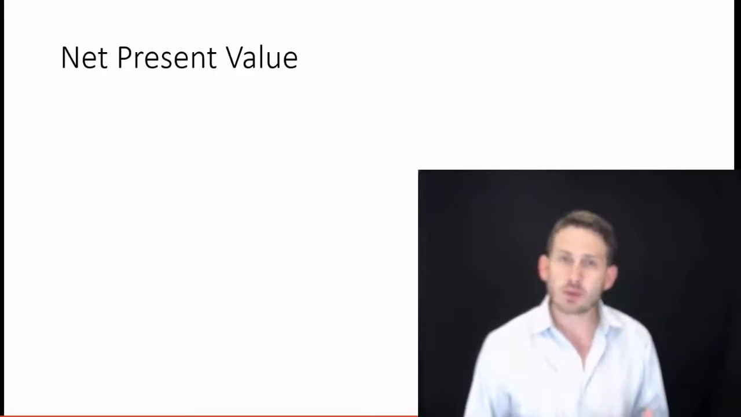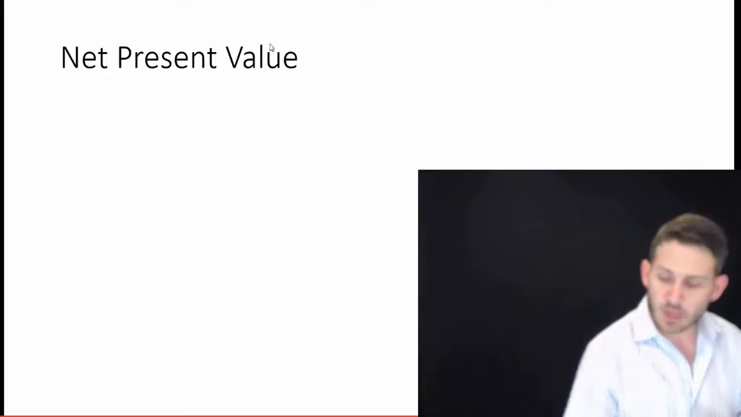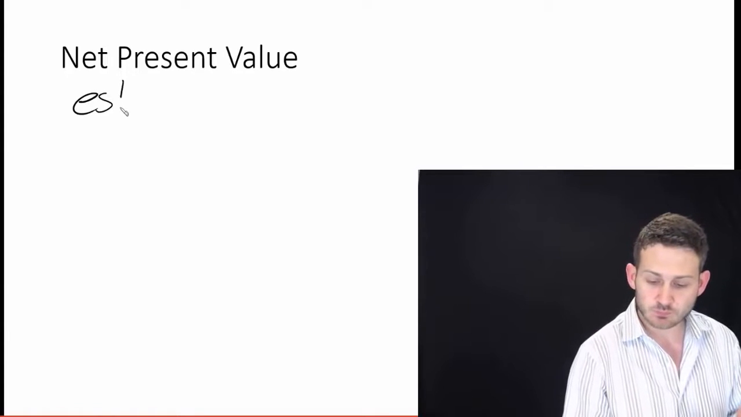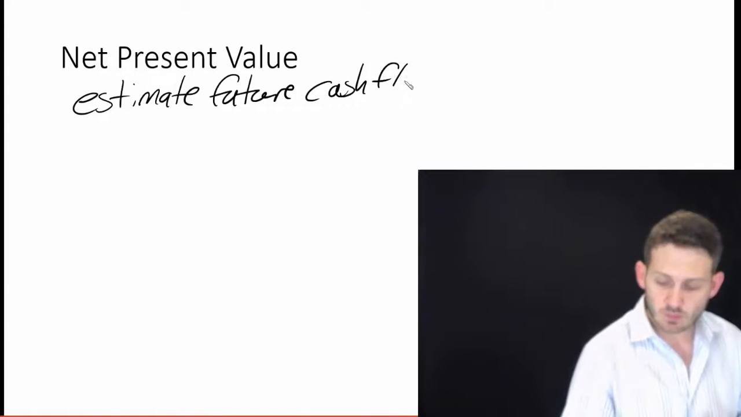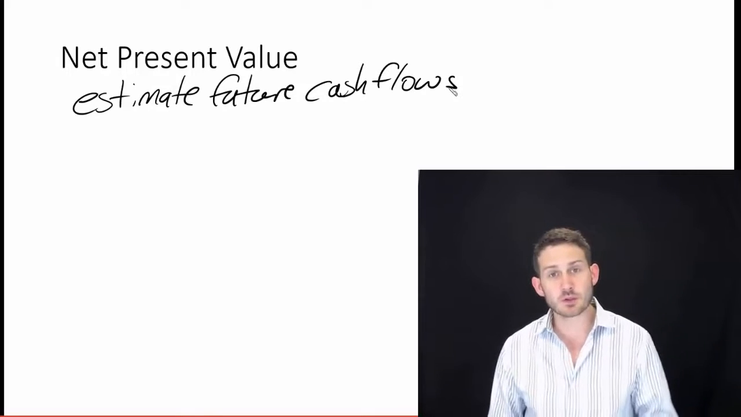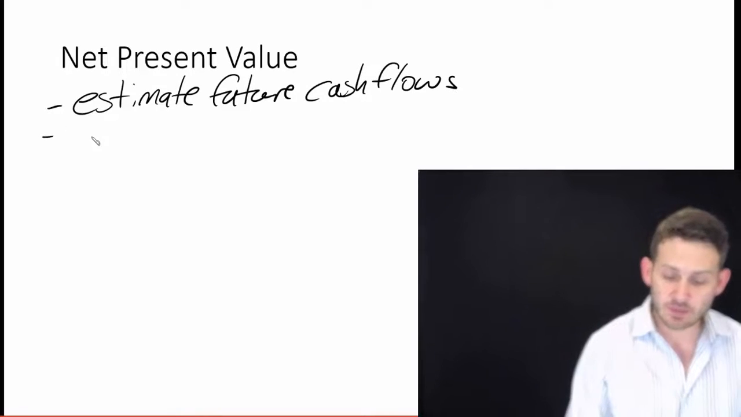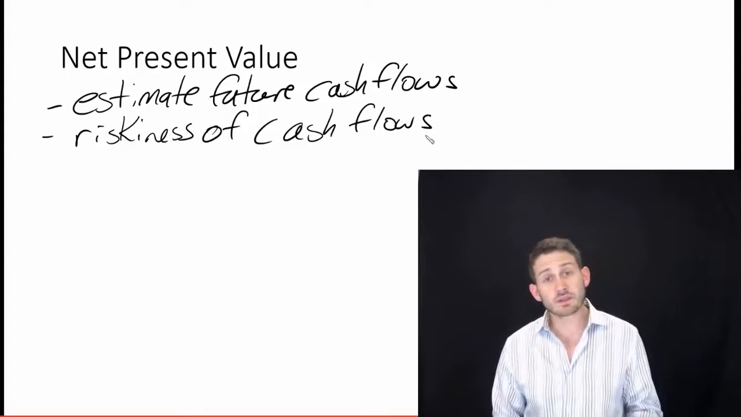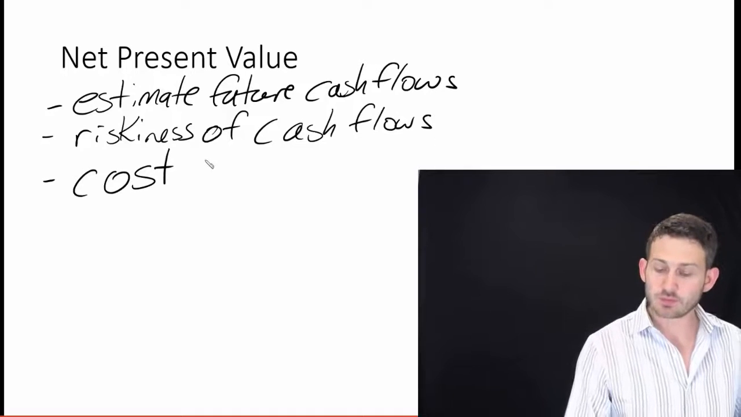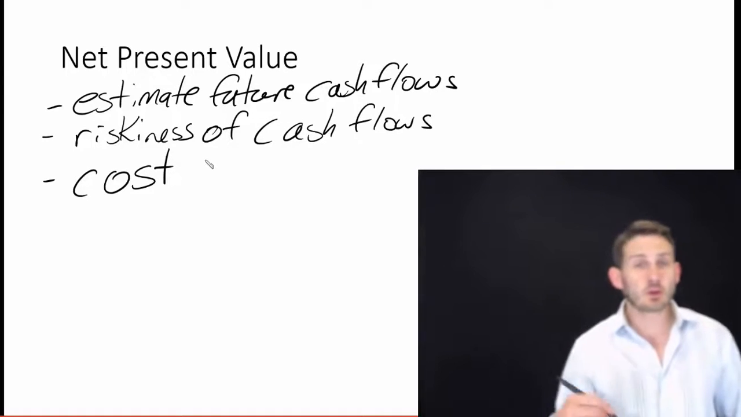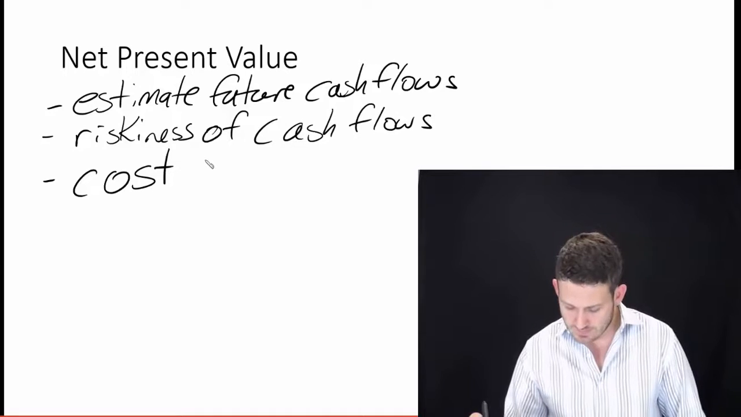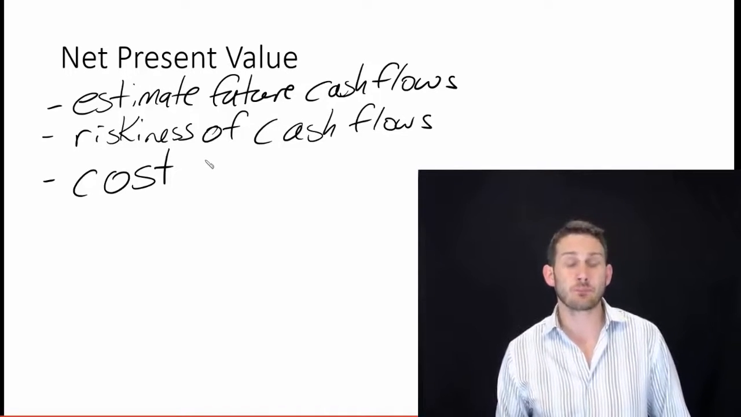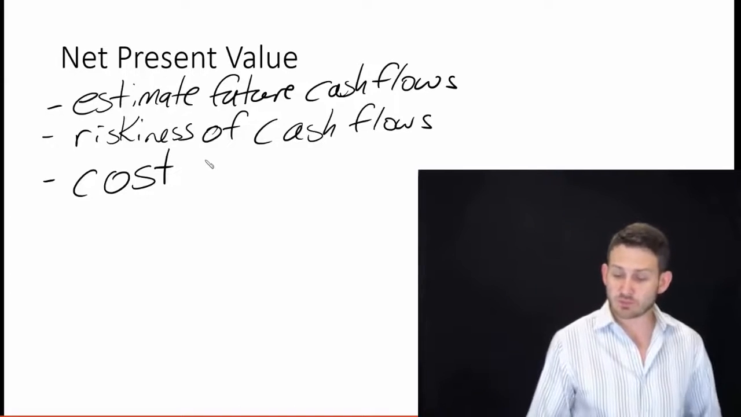So what we are going to do today is, one, we have to come up with an estimate of future cash flows, and then we are looking at the cost. Then we're looking at the riskiness of cash flows, the cost of the firm today, and then we are wrapping this all around this idea of how much it actually increases the value of my company. That's what we're doing with net present value.